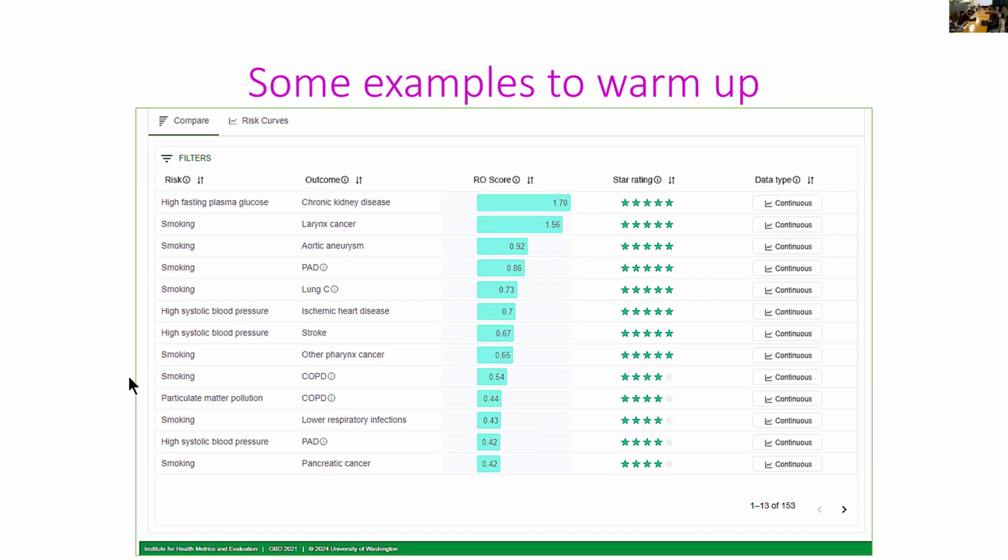And the data type says continuous. What does continuous mean? The relationship between high fasting plasma glucose and the kidney is continuous. It may not be linear, it may be slightly less than linear, but as the fasting plasma glucose goes up, kidney function worsens. So you can look at so many risk factors in one table, so many outcomes, the relationship, the quality of the data, and the type of relationship between the two. I'm just trying to show how a single picture can convey so much information.